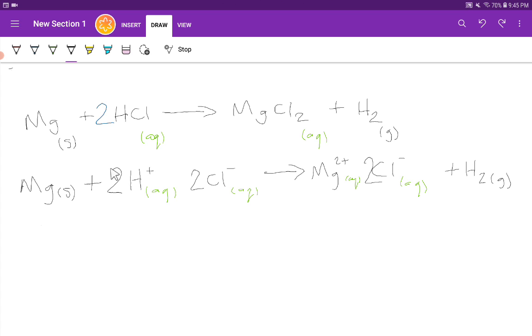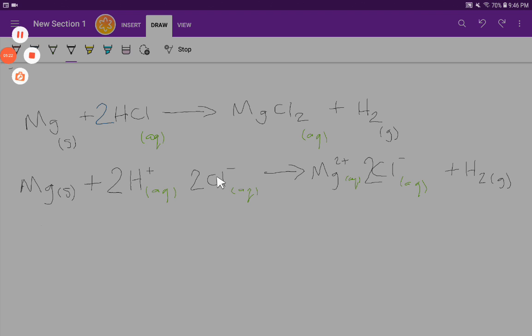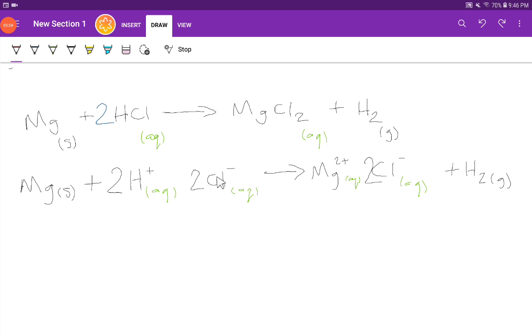What we're going to do is go through and look for the spectator ions. We're going to cancel them. We're going to get rid of them. So the only spectator ions we're seeing are our Cl minus ions. Cl minus ions are the same on both sides, so we're going to cancel them out. 2 Cl minus aqueous on the left, 2 Cl minus aqueous on the right.